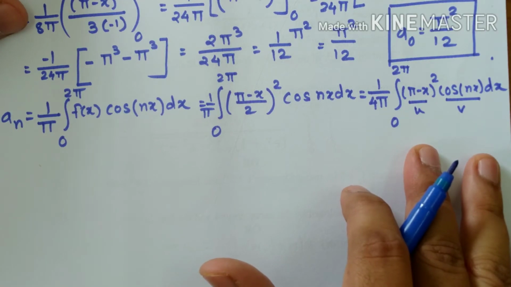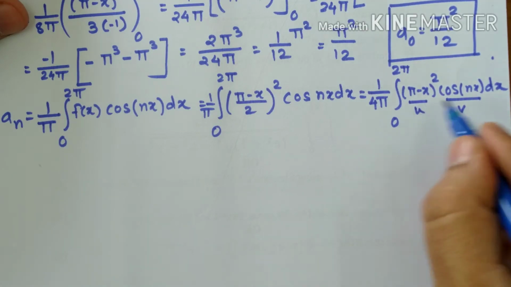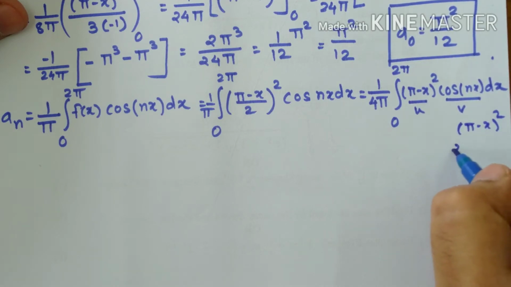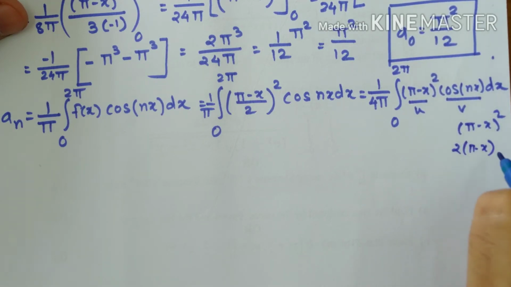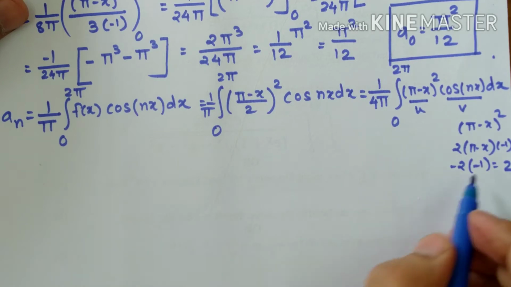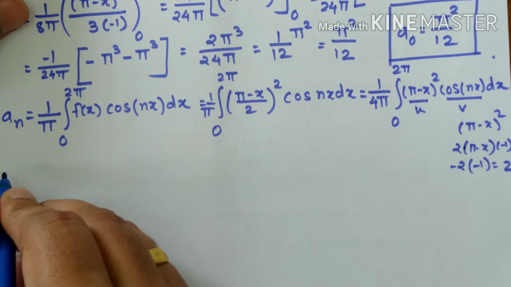While applying the general rule, u will be a term whose derivative vanishes earlier. Here (pi minus x) bracket square will be my u, because for pi minus x square, the first order derivative is 2 times pi minus x into derivative of pi minus x, which is minus 1. Further its derivative is minus 2 as it is. Derivative of pi minus x is minus 1, hence the derivative will be 2. Are you clear with this? Hence this is the first order derivative, this is the second order derivative, therefore the third order derivative term will be 0.